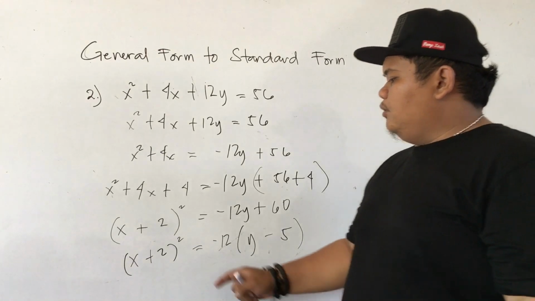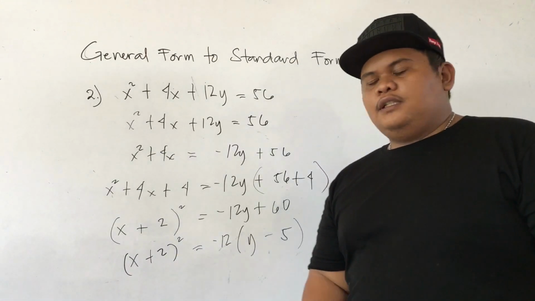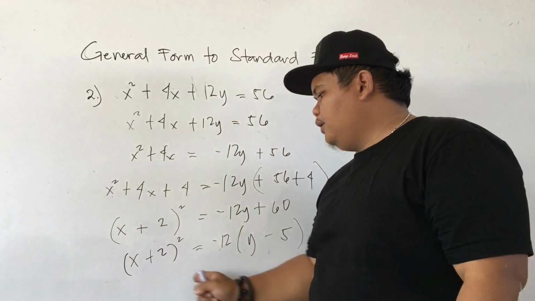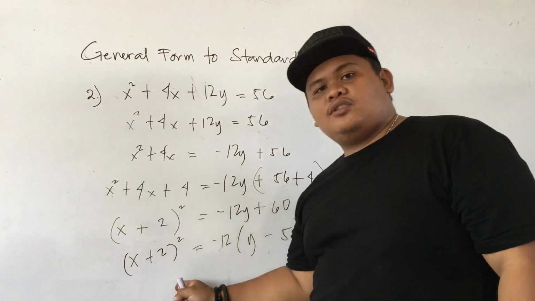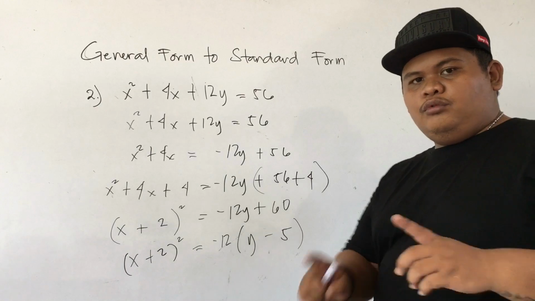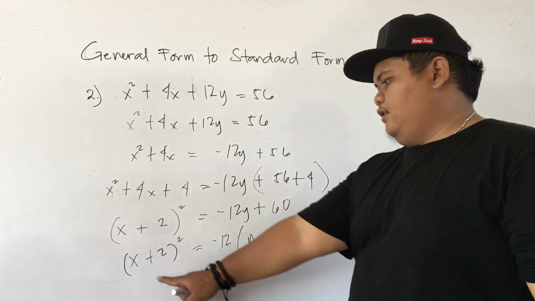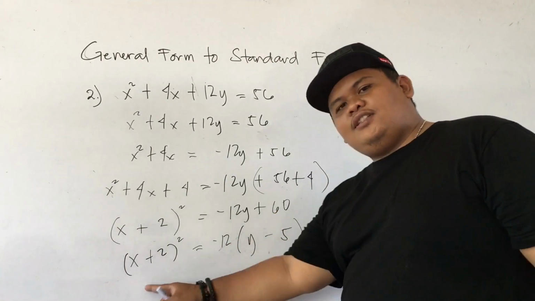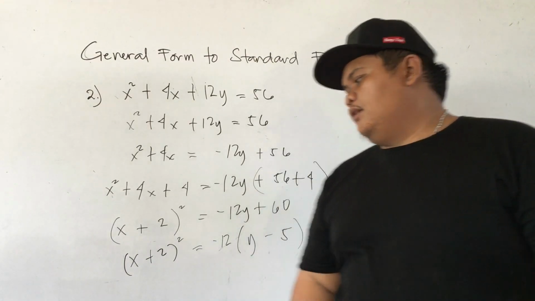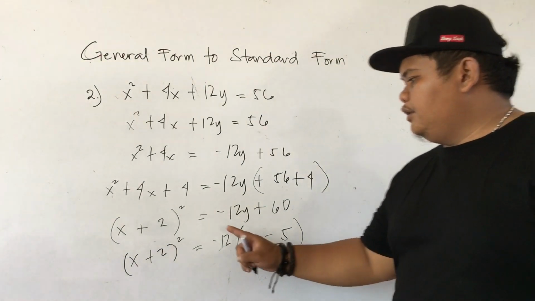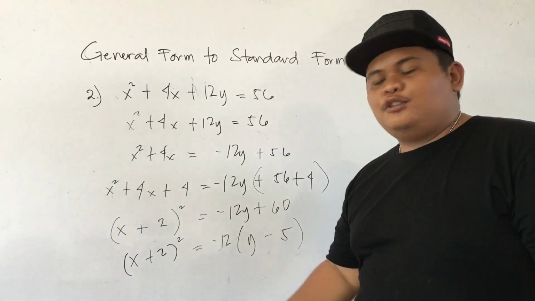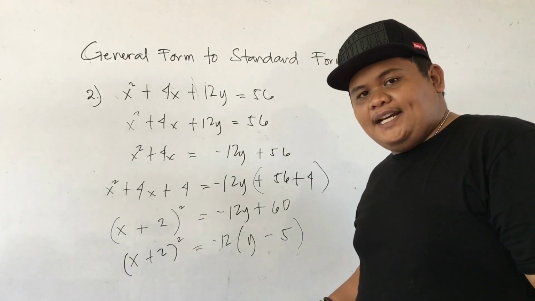Okay, so we are going to identify, from the derived equation in standard form, what kind of conic section this is. In this case, we don't have denominators here, therefore it can be a circle or a parabola. Since the exponent in this equation is only 1, therefore it is a parabola.